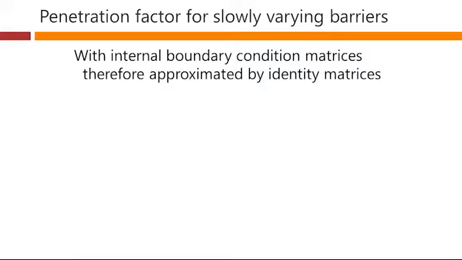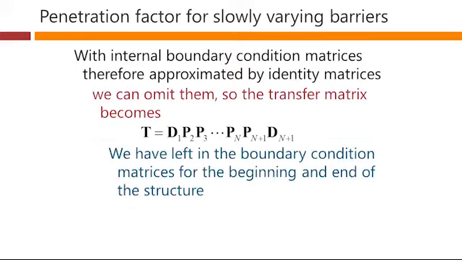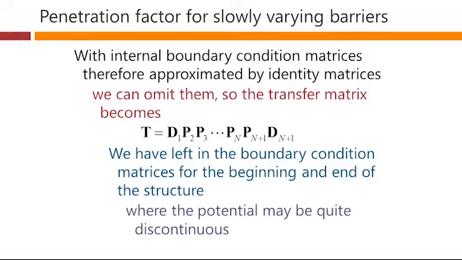So with internal boundary condition matrices therefore approximated by identity matrices, we simply omit them here. So the transfer matrix becomes this product here, but missing all the boundary condition matrices between the propagation matrices. But we have left in the boundary condition matrices at the beginning and end of the structure. And that's because the potential may be quite discontinuous there, as I showed in my original diagram.